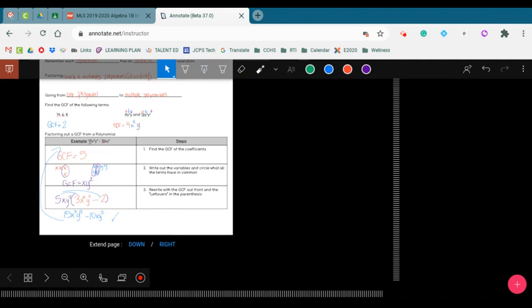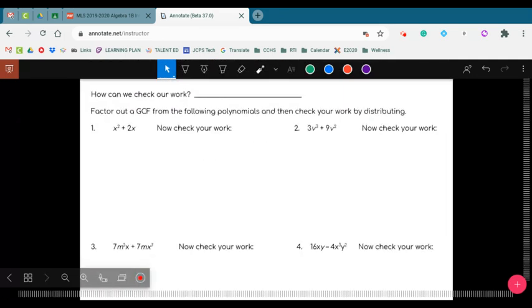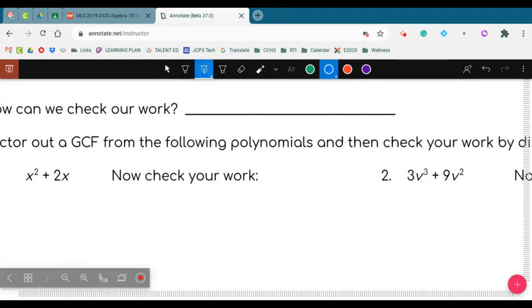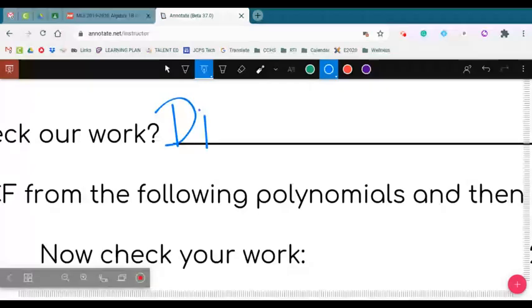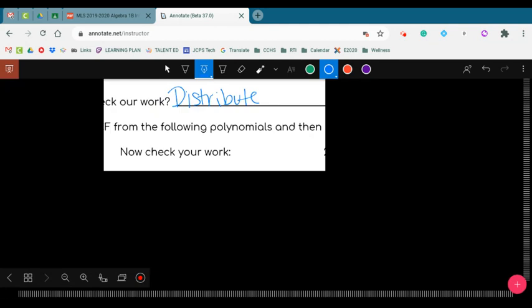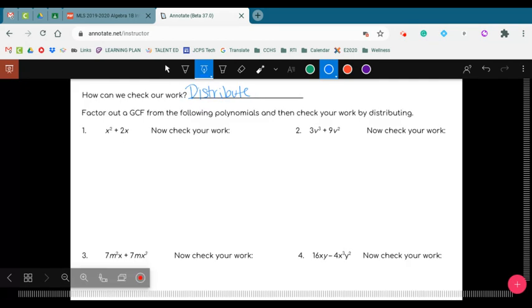Okay, let's go to the next page. So how can we check our work? We just did it, and we would distribute. So we will be having you check your work quite a bit, so keep that in mind.